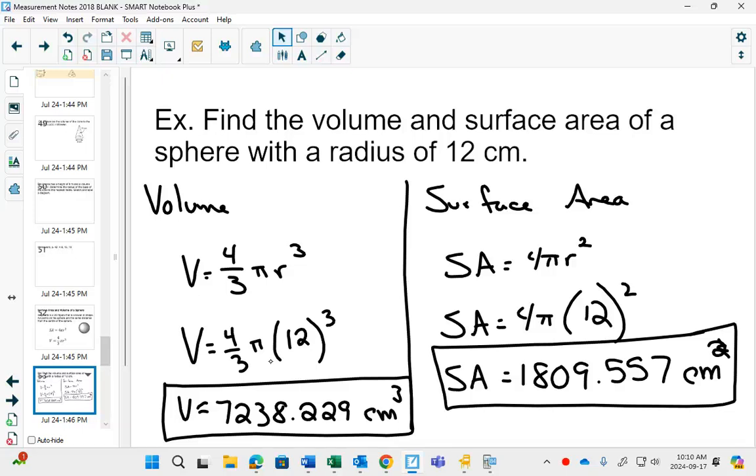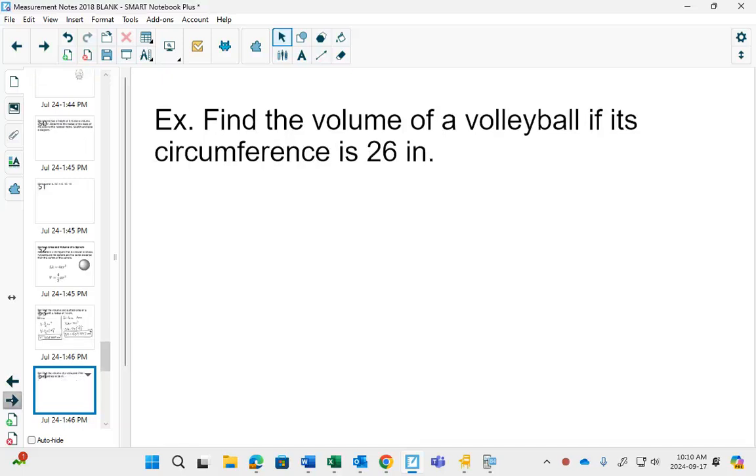And this question was straightforward because they gave us everything we needed directly. Our next question, we're not given everything that we need. So if we look at: find the volume of a volleyball if its circumference is 26 inches.